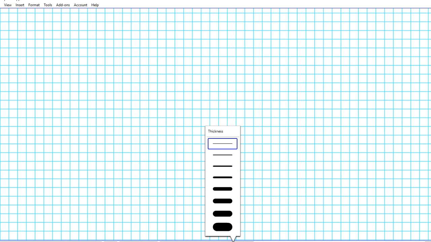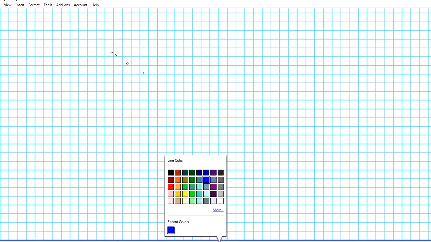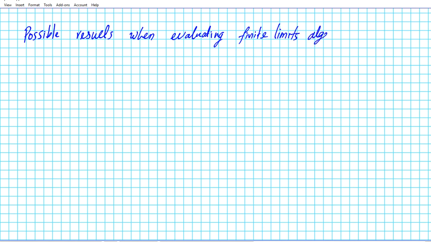To get us started, let's take a look at the possible results you can get when evaluating finite limits algebraically. Alright, so these are the possible results you can get.